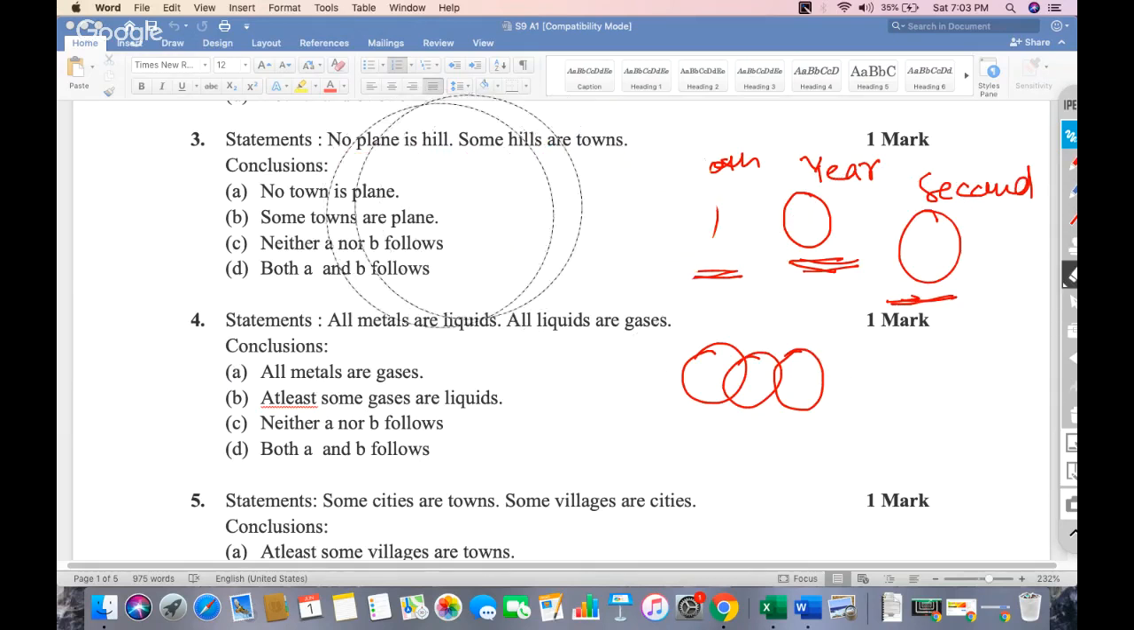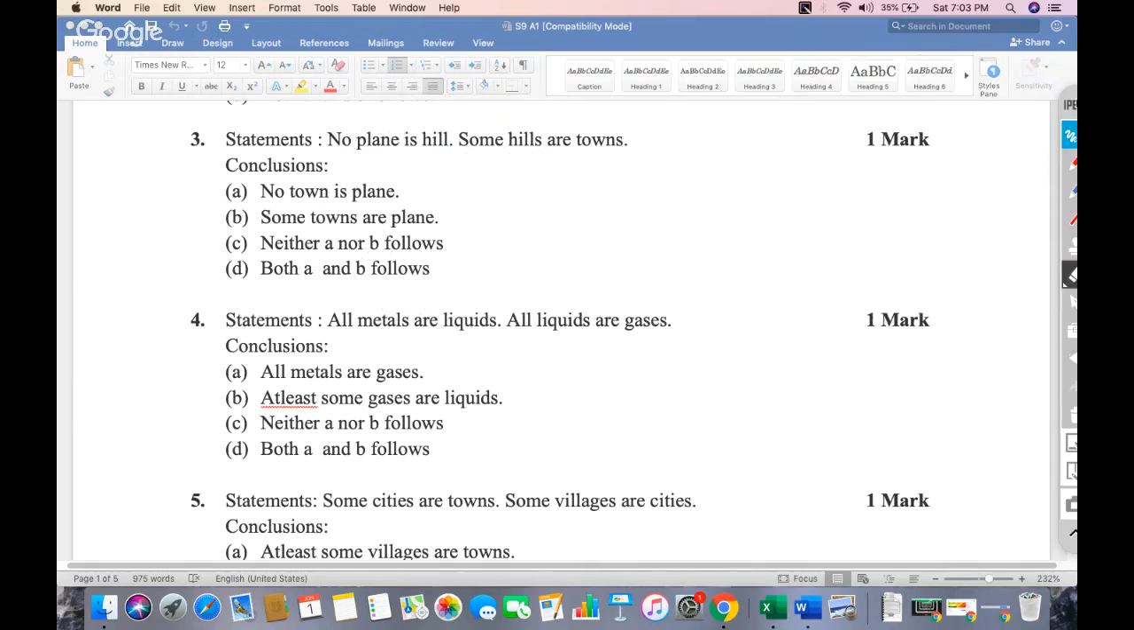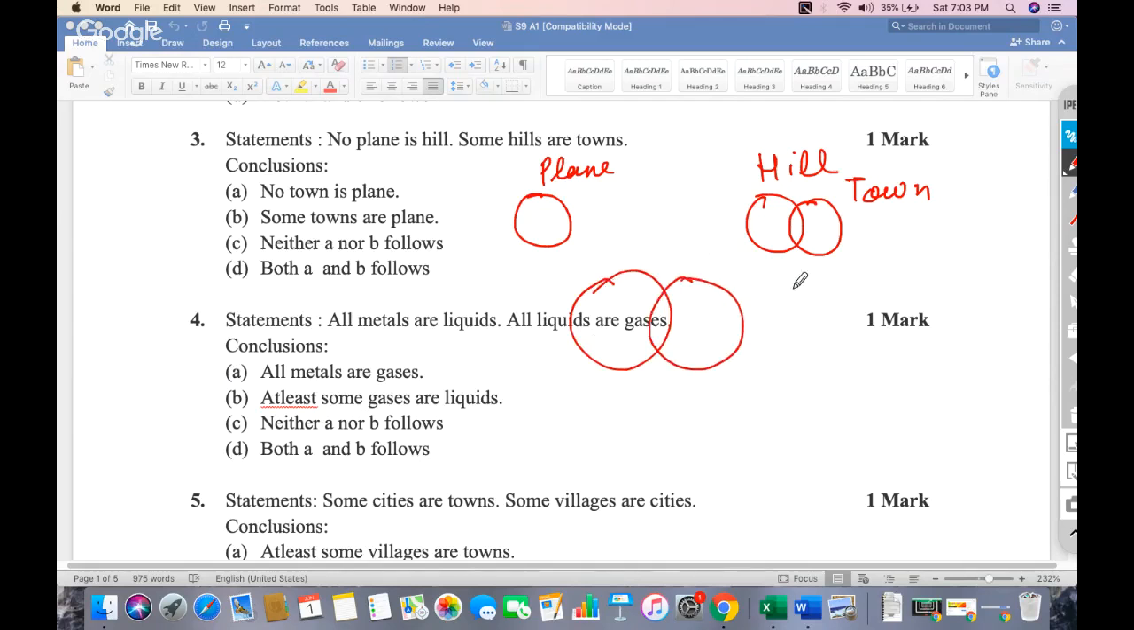Why can third A not be this? Try to understand. No plane is hill, so this is plane and this is hill. Now some hills are town. There can be two conditions, hills and town like this, or plain, town and hill. There is an intersection here. So plain, town and hill. So no town is plain.